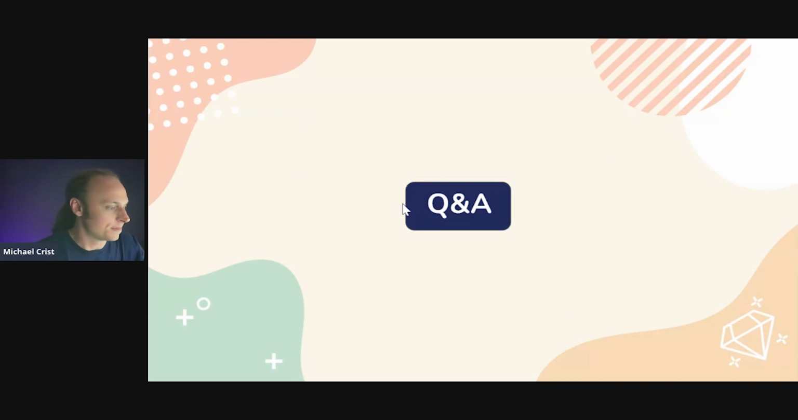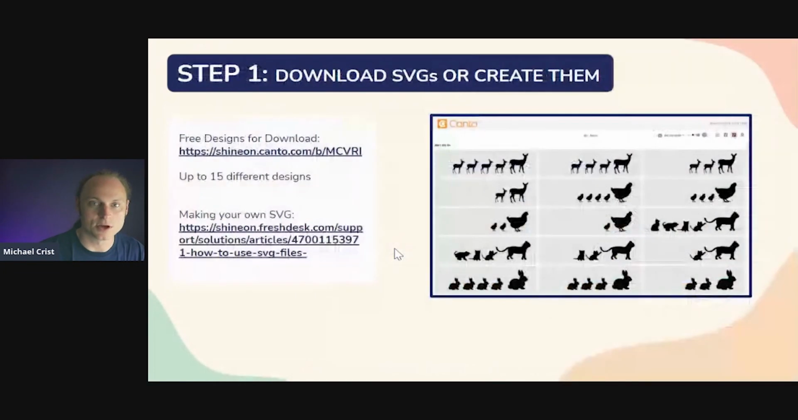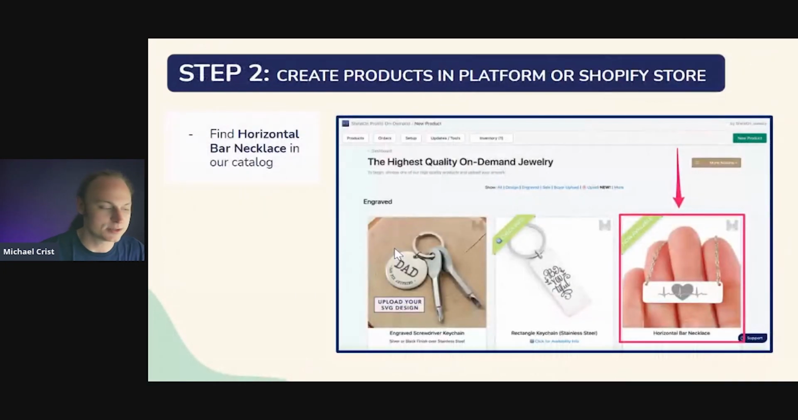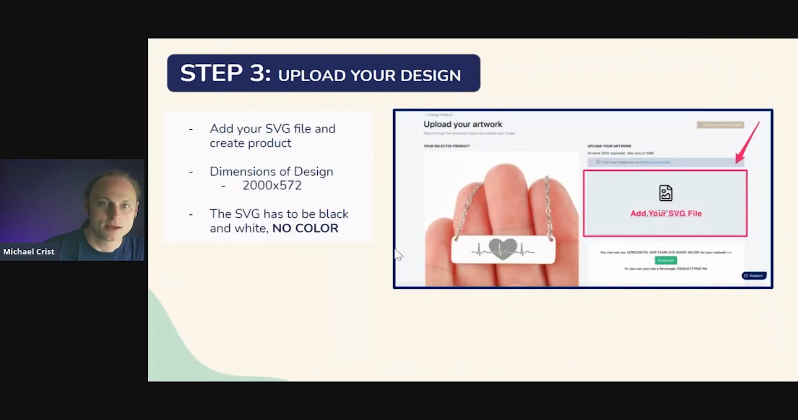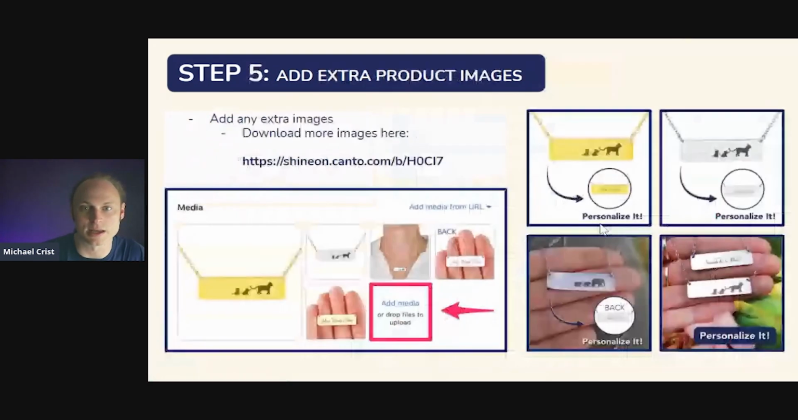All right, that is going to wrap up the tutorial. Pretty easy, right? We'll very quickly recap this. So step 1, download the SVGs. Step 2, create a horizontal bar necklace. Step 3, add your first SVG. Step 4, get your product description ready to go and your title as well. Notice in our title, we called out that this one is for one kitten. You probably do want to do something like that in your titles.